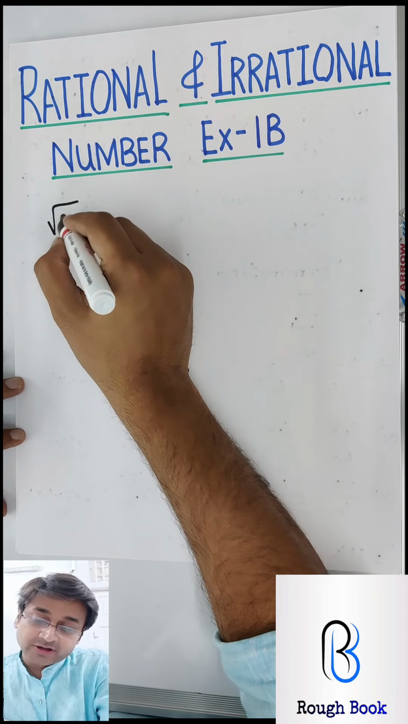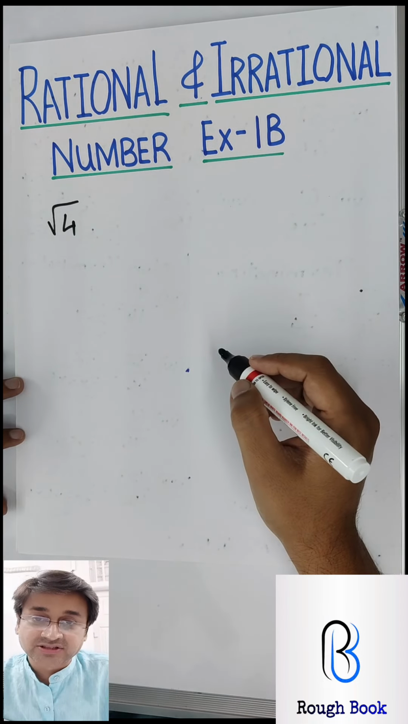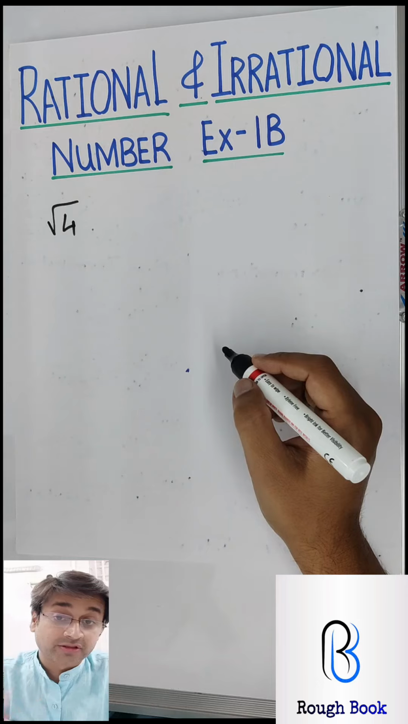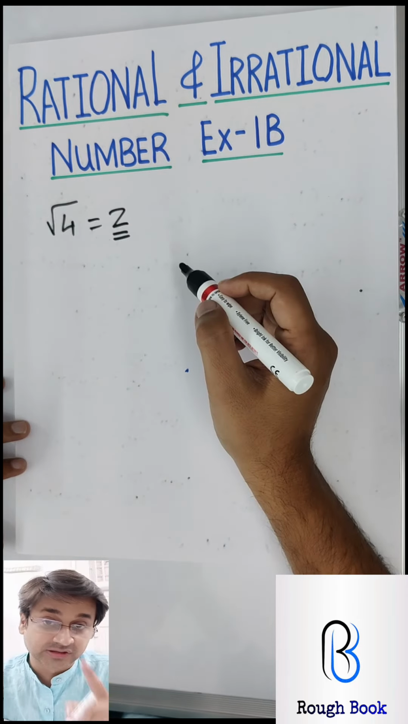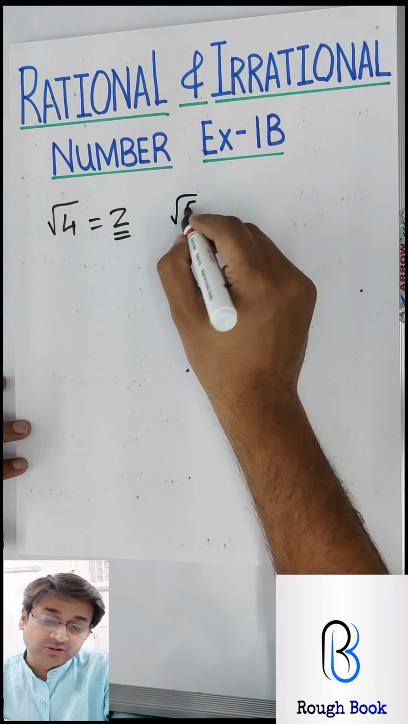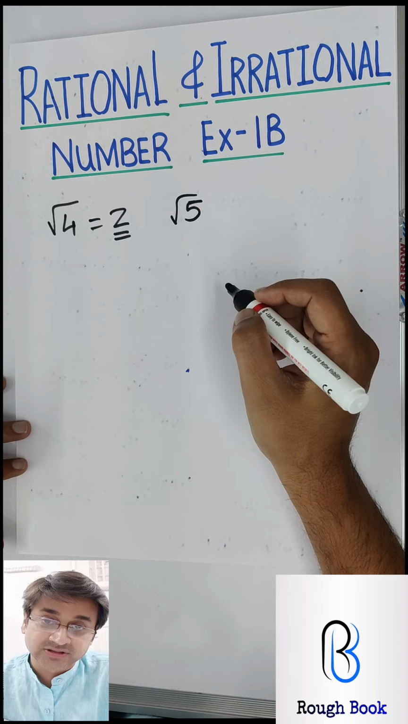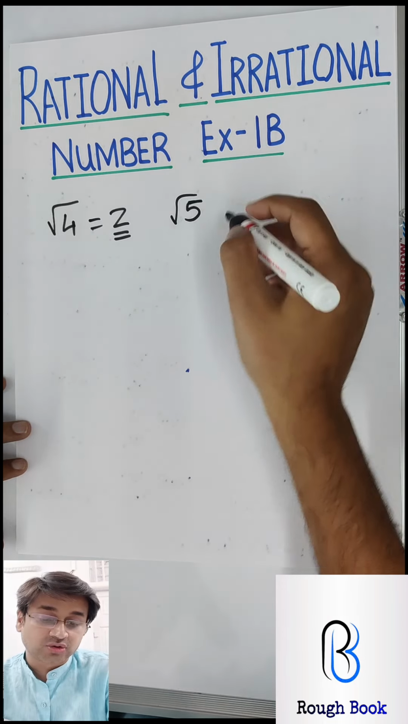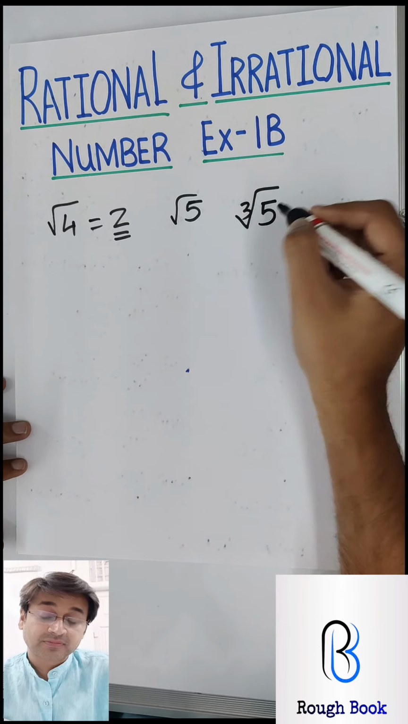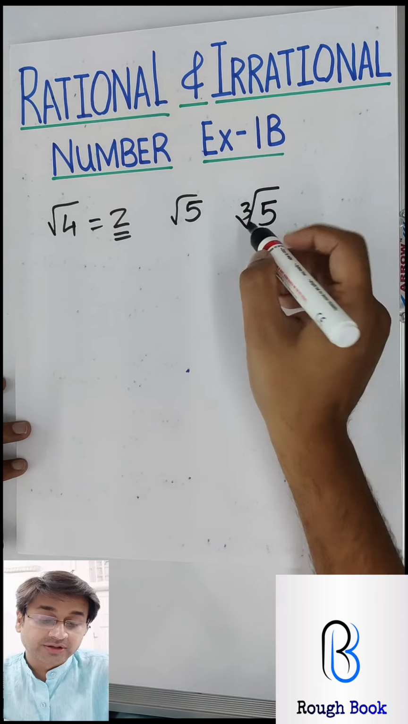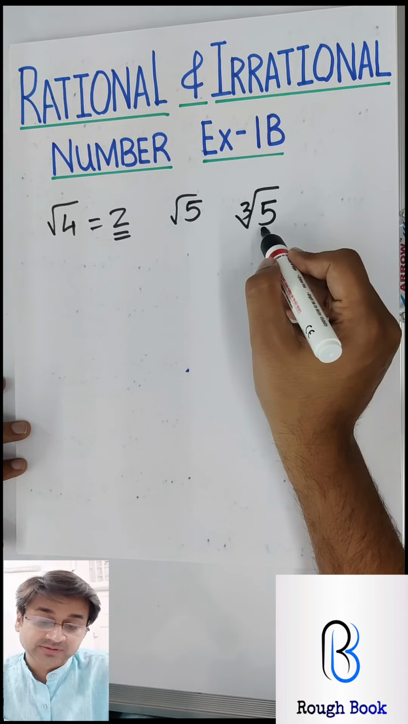Now, before we get into it, tell me, is this rational or irrational? Don't look at the root, because you can solve it as 2 and therefore it becomes rational. It's not irrational. But if I tell you root 5, is it rational or irrational? Irrational, because you can't solve it. How about this one, 3 root 5? Irrational, correct?